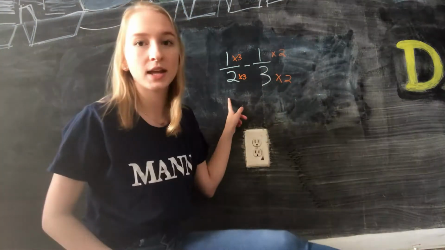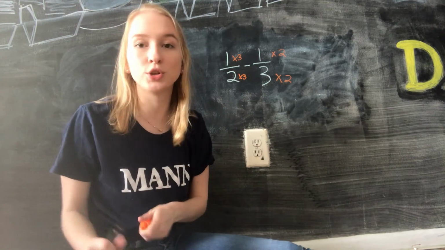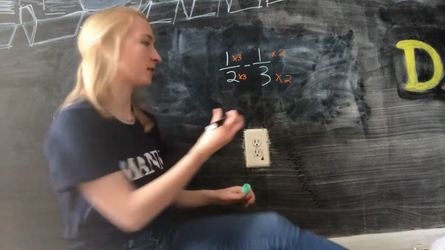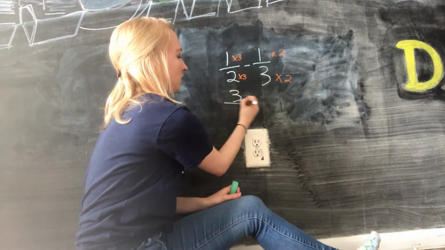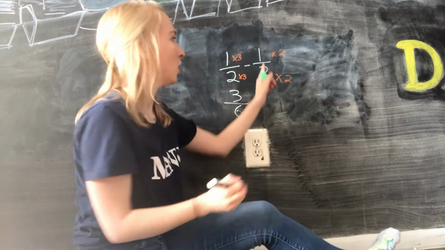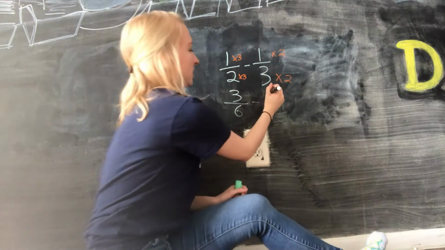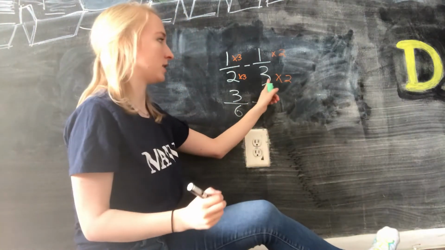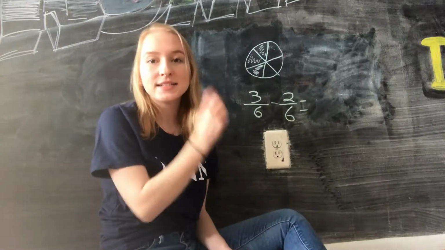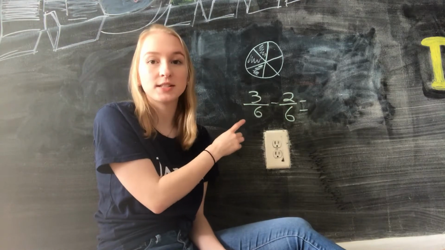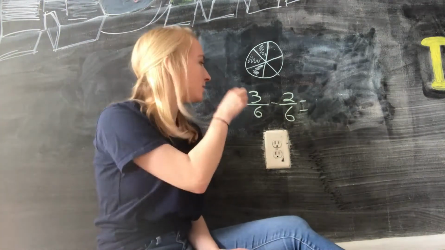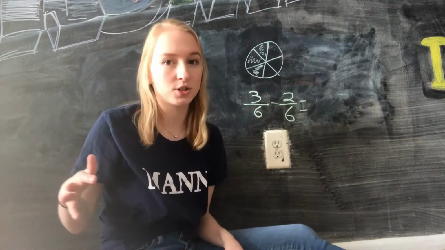This now gives us 2 new fractions. 1 times 3 is 3. 2 times 3 is 6. 1 times 2 is 2. And 3 times 2 is 6. And now, because these two fractions have the same denominator, they're much easier to work with. Now we're doing 3/6 minus 2/6.